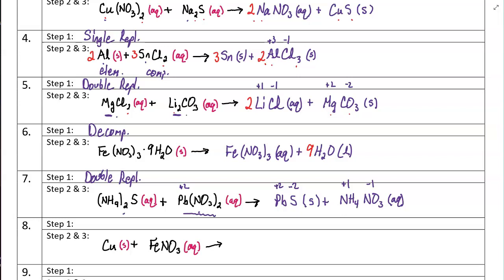Now we need to balance it. On the left side, there's 2 ammoniums. And on the right side, if we put a 2 here, that makes 2 of the NH4s. It also makes 2 of the NO3s. And on the left side, we have our 2 NO3s. There's 1 Pb and 1 Pb. There's 1 S and there's 1 S. This is balanced by filling in that single 2.